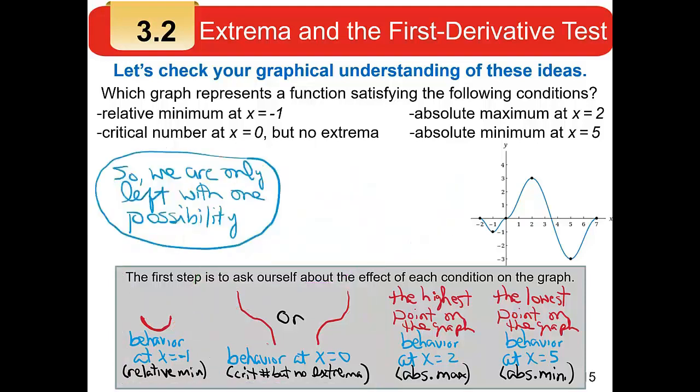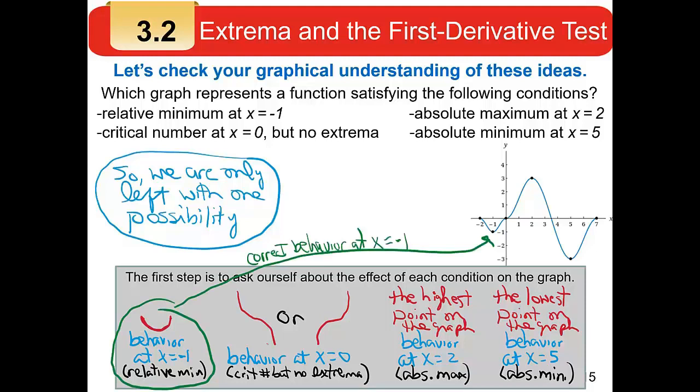Well, what do you think now? You've only got one choice. You're only left with one possibility, but let's look at it more closely and make sure that it really does satisfy. So I'll go back to the first condition. Around -1, you're supposed to get that down, up behavior, and you do. At 0, you're supposed to either get down, down, or up, up, and you do get up, up, so that's good.